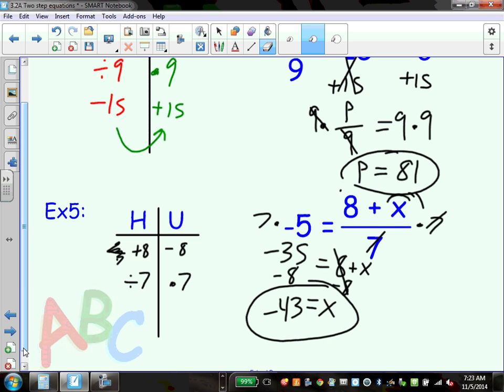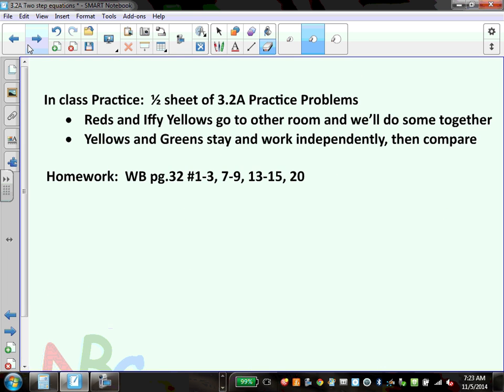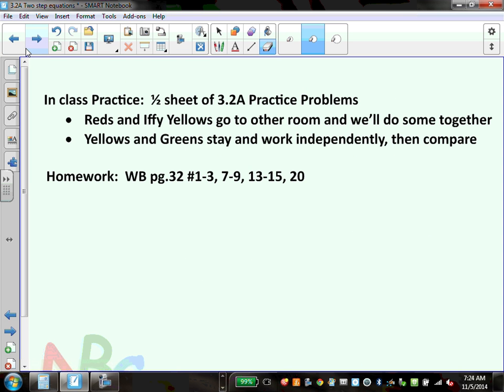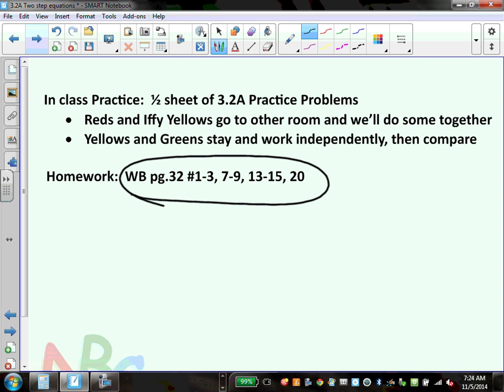We will come back to that challenge problem a little bit later. For now, you can see the assignment at the bottom of your note sheet. I suppose if you don't have a note sheet, let me also put that up here on the board. There it is. So your homework is right there. Workbook page 32, numbers 1 through 3, 7 through 9, 13 through 15, and 20.